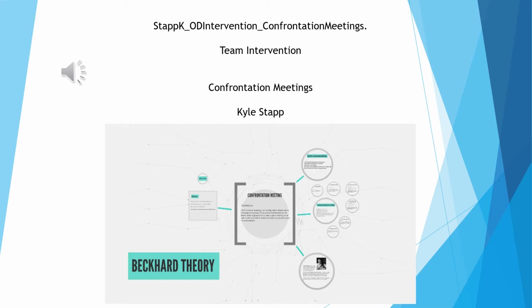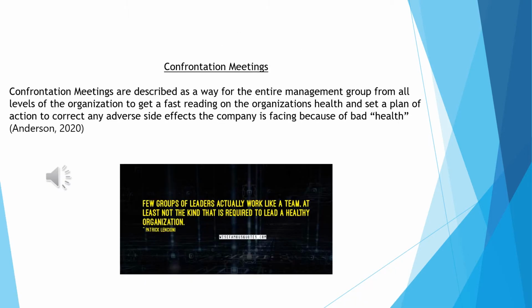This is an intervention method at the team level, first developed by Richard Beckard, used to get a read on the company's health and set a plan to improve it. Confrontation meetings are described as a way for the entire management group from all levels of the organization to get a fast reading on the organization's health and to set a plan of action to correct any adverse side effects that the company may be facing because of the bad health.